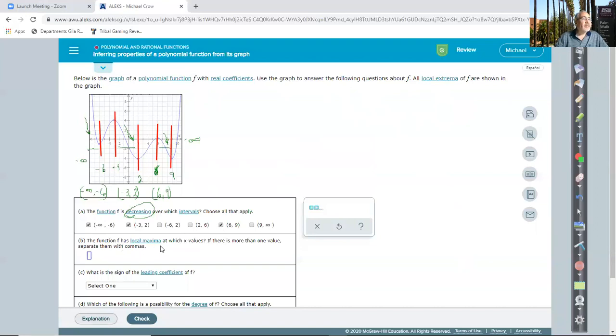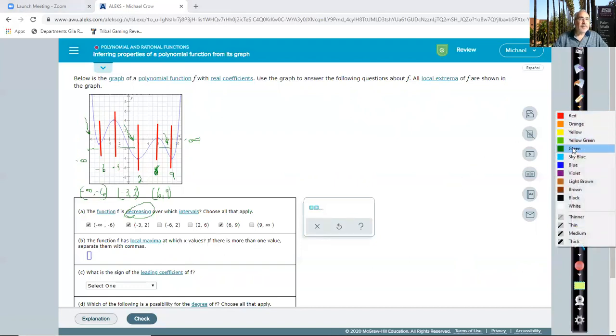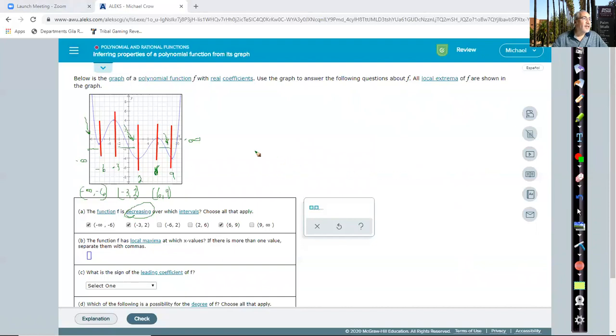Function f has local maximums, maxima at which x values. So where are the maximums? Again, we're looking for the tops. So local maximums are just wherever we're going to see sort of the top of a mountain. So here's one, that's a minimum. Here's a maximum, that's a minimum. So there are 2 of them. So -3 and +6. So those ones we go ahead and list in here, -3 to +6. The sign of the leading coefficient from the last one, notice it's a U-shaped up, so it's going to be positive.